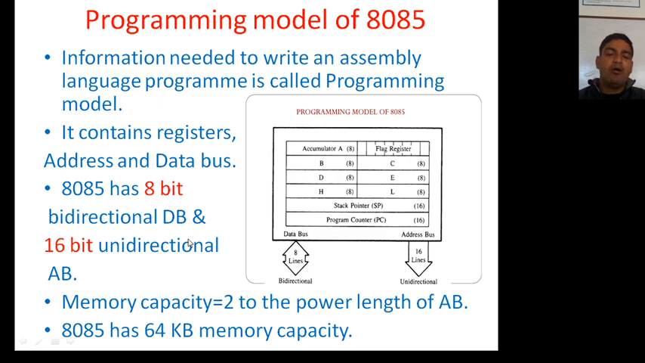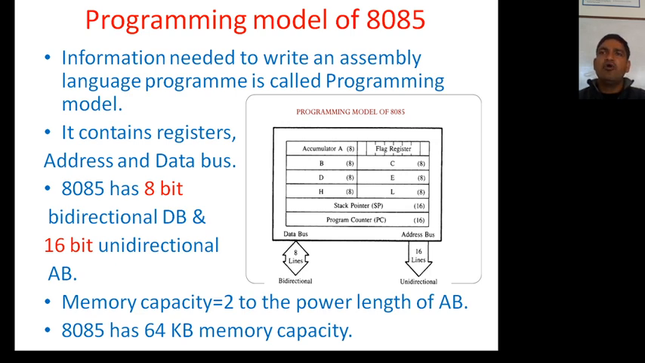The memory capacity of any microprocessor is determined by this formula: 2 to the power of the length of the address bus. In 8085 the length of the address bus is 16 bit, so 2 to the power 16. That is 2 to the power 6 into 2 to the power 10. 2 to the power 6 is 64, and 2 to the power 10 is 1 KB. So 64 KB. 2 to the power 10 is 1 KB, 2 to the power 20 is 1 MB, 2 to the power 30 is 1 GB.